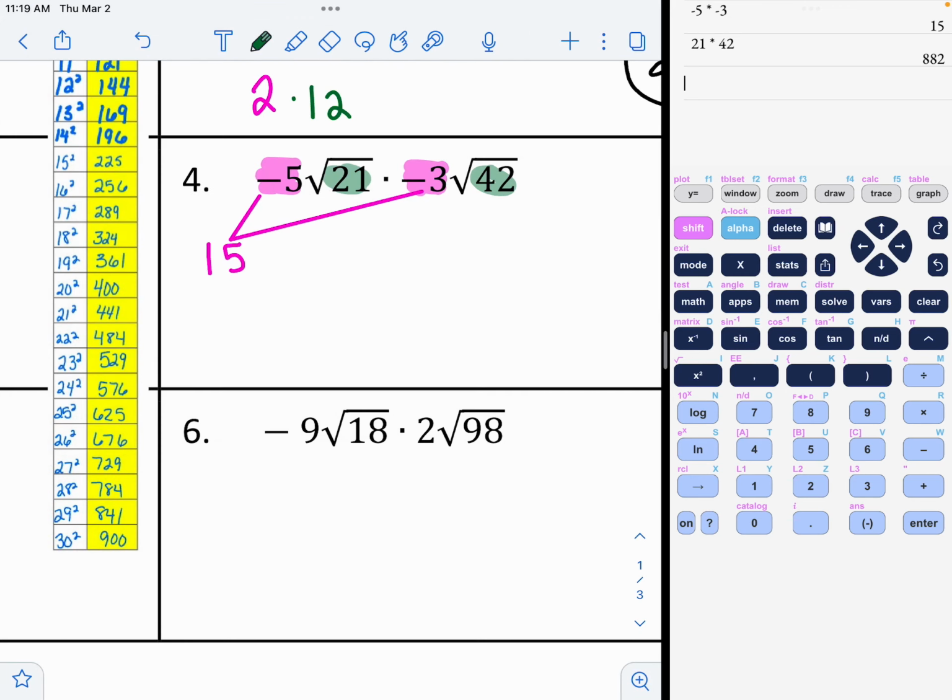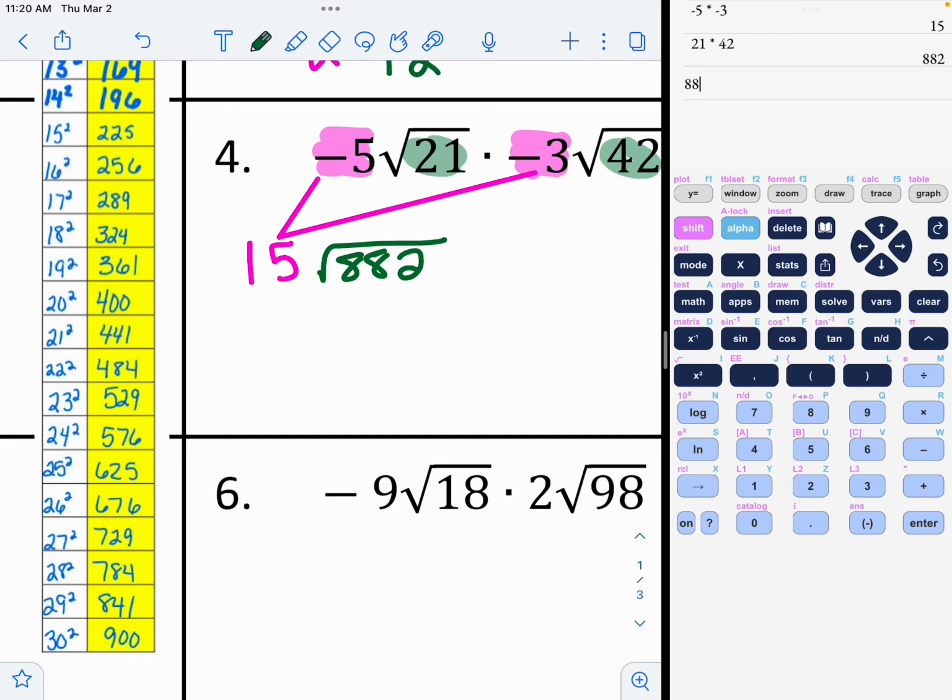That's 882. So I'm going to draw square root of 882. And that's good, but now I have to use my list. So 882 divided by, I'm going to go to 484. That's going to be a no. 882, and I'm going to divide by 441. That's going to be a yes. There it is. So instead of 882, I need to see 441 and the square root of 2. This wasn't perfect, so I had to use my list. And then the 15 drops down in front.